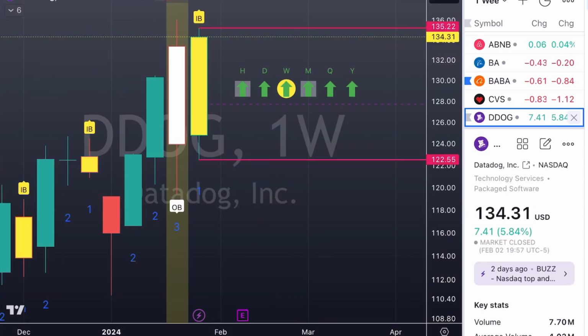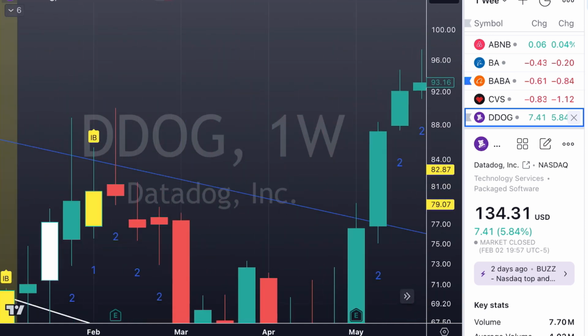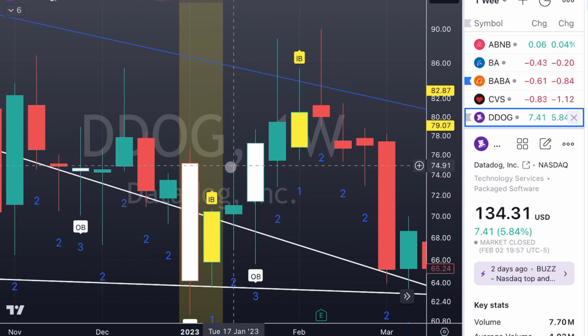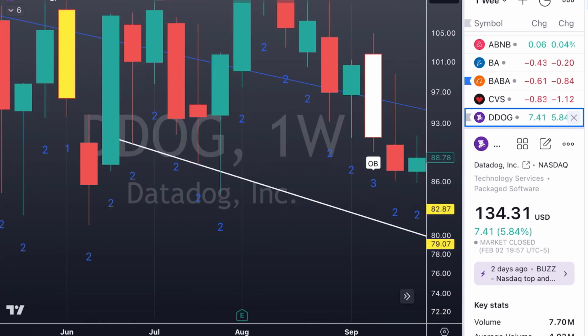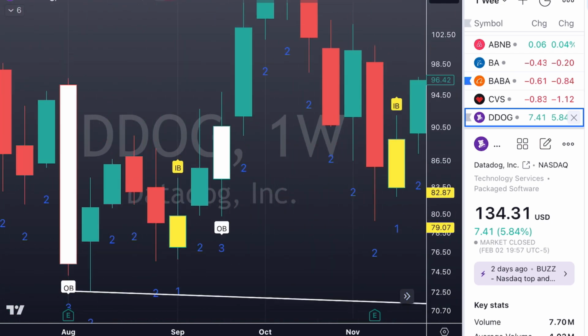We look into Datadog. There's a 3-1 on Datadog. So again, we go back and look. The last time there was a 3-1, triggered to the upside. Room for profit there, okay? On the weekly. We'll look at one more and then we'll move on. See how it played out.